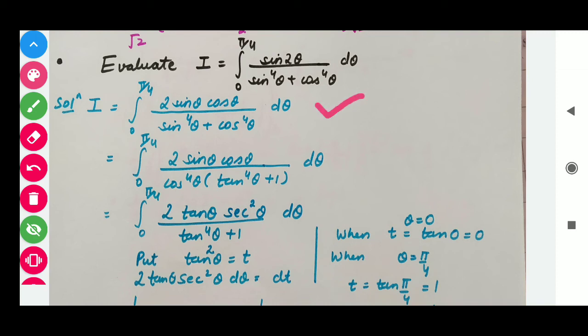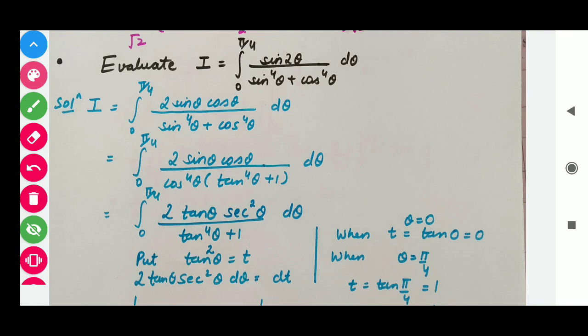So students, now you can take cos 4 theta common in the denominator. By taking this common, you can see one cos theta will cancel, and 1 sin theta with cos theta becomes tan theta, and we are left with 2 cos square theta in the denominator. Then we can write secant square theta. In this way we get 2 tan theta secant square theta divided by tan 4 theta plus 1.